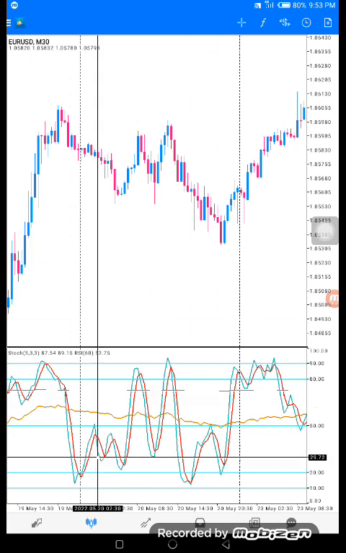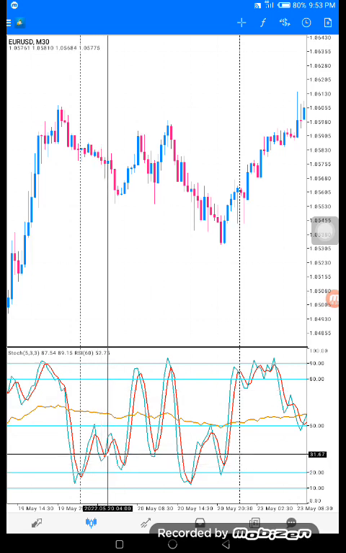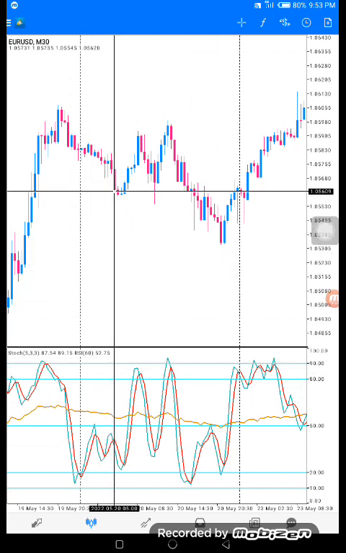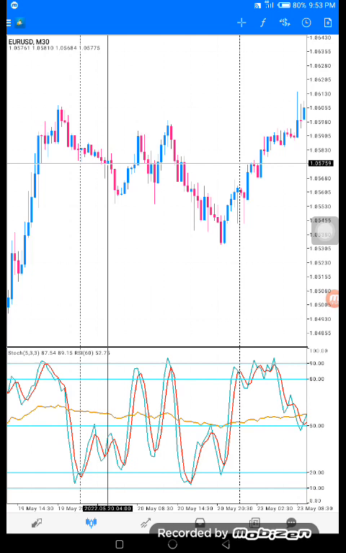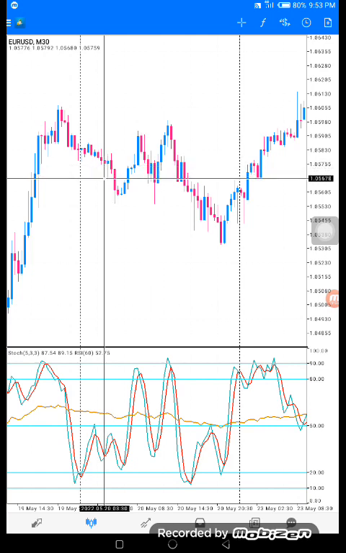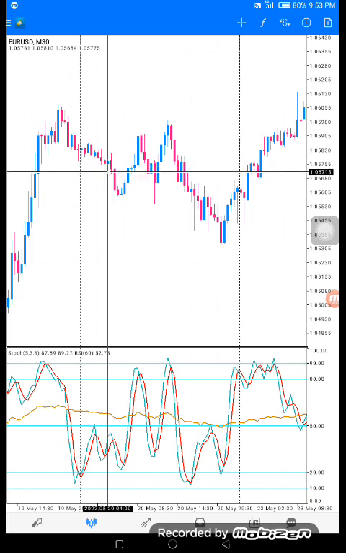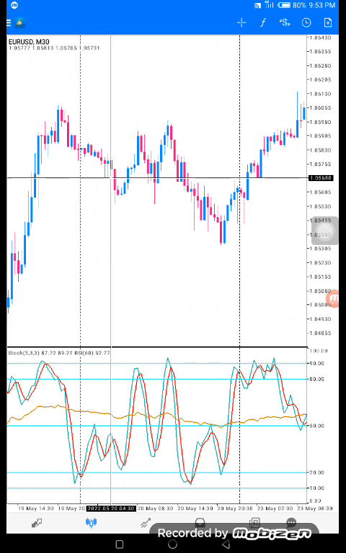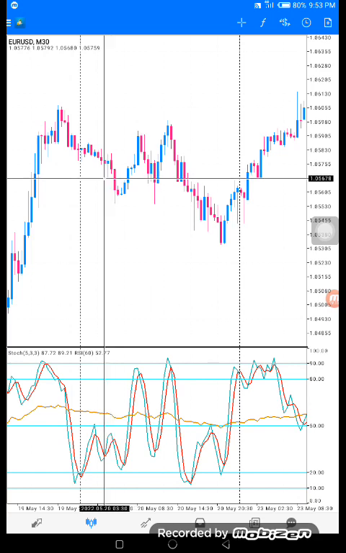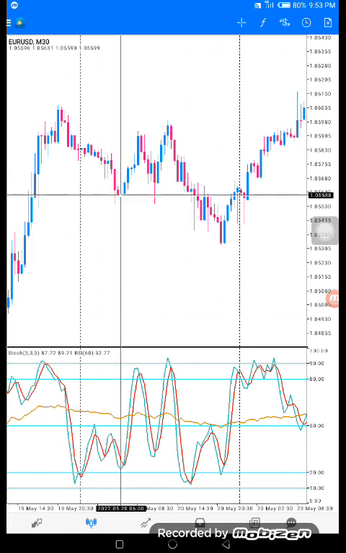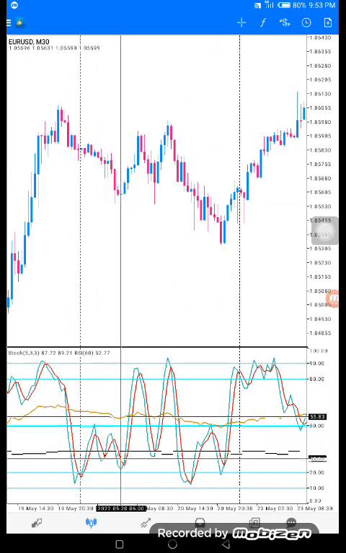Then the next crossover is this one here, and if you have entered this trade here, this way you would have placed your stop loss, and then the market comes down and stops you out. Also, this is about, let's say, 3 pips thereabouts of negative.